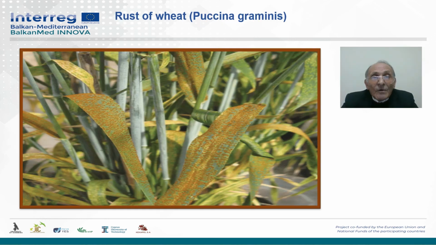Rust on the wheat, Puccinia graminis, is a well-known disease all over the world. In some regions that are rich in rain, this disease is dangerous. Some cultivars are resistant or tolerant, but some cultivars are very sensitive.